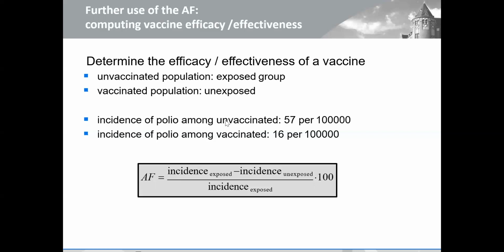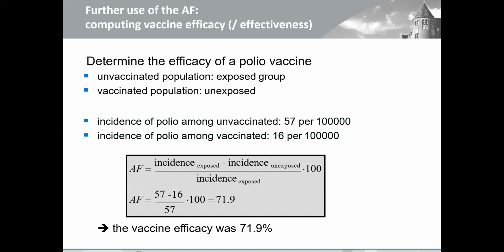So the incidence of polio among unvaccinated is 57. Incidence of polio among vaccinated is 16. So those vaccinated have a lower incidence as opposed to those who are not vaccinated. Using these two, we can actually calculate the attributable fraction, which we can then convert to assess the efficacy of the vaccine.